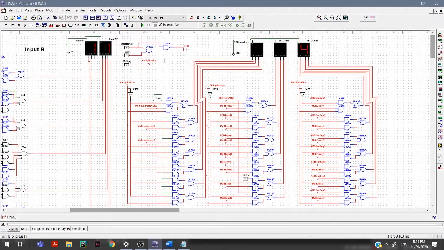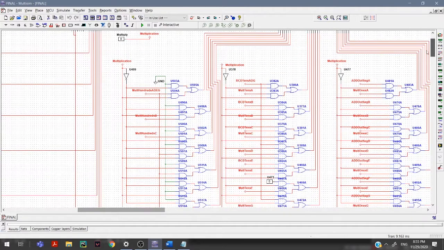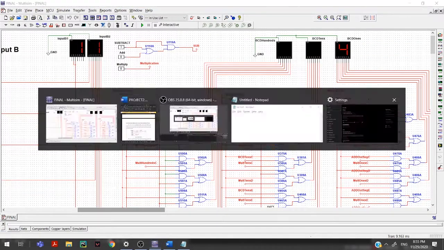To switch operations, we have created this circuit. If subtract is equal to 1, then the whole circuit will subtract. If add is equal to 1, the whole circuit will add. And if multiplication is equal to 1, the whole circuit will multiply. Multiplication was created as an enable so that it will override the output for the addition and subtraction whenever it is necessary.